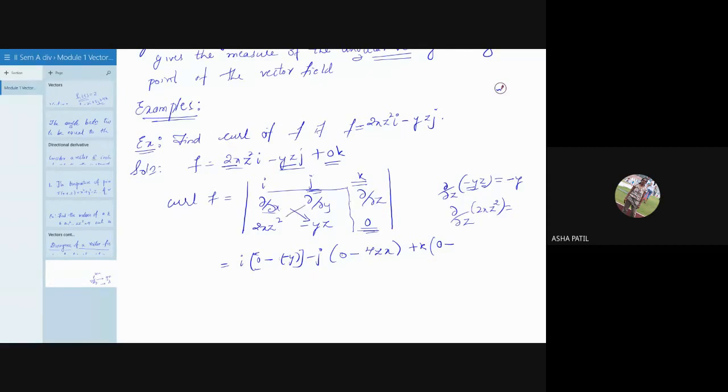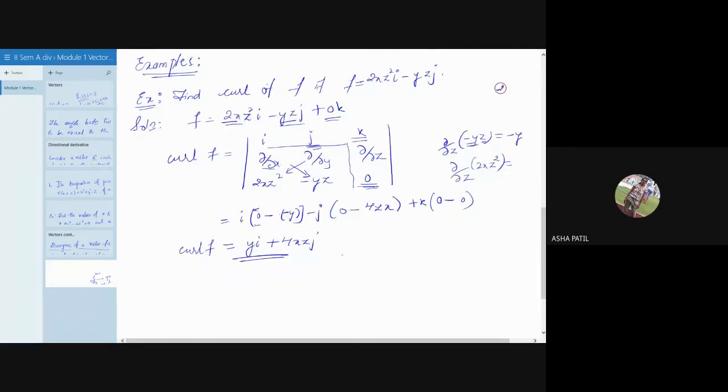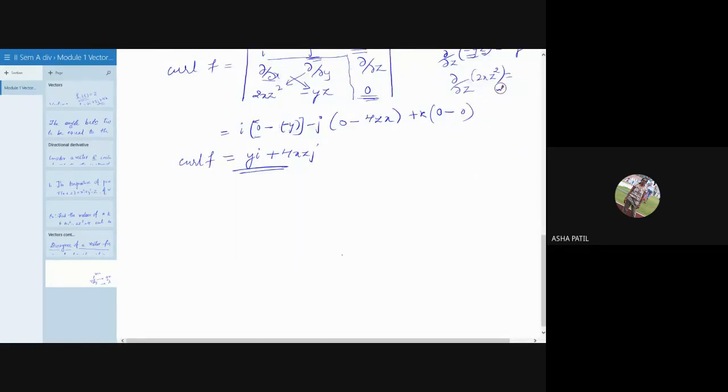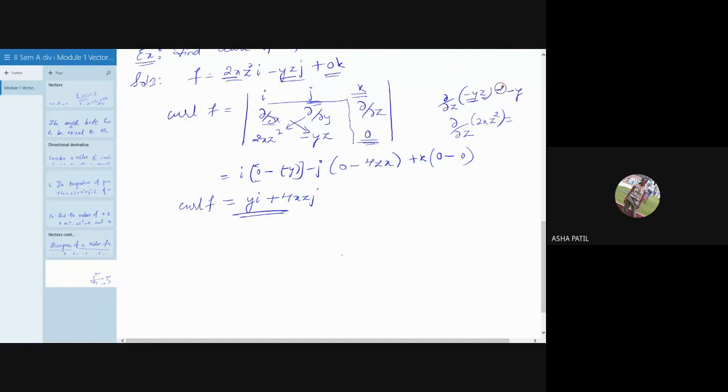And dou by dou y of 2xz square. Again, there is no y term. Derivative becomes 0. So what do we have? Minus of minus, it is plus yi. Again, minus of minus, it is plus 4xz j. That is 0k again. So this is the curl of the given vector field, curl F. Let us move on to another example.